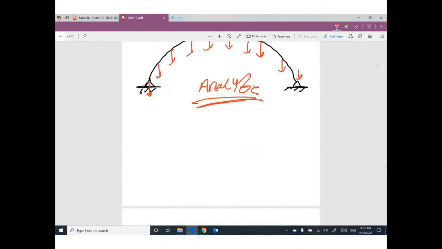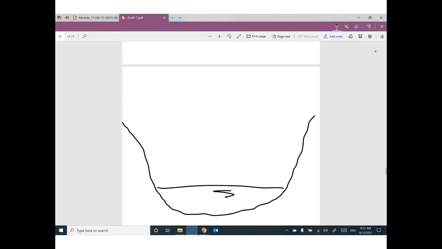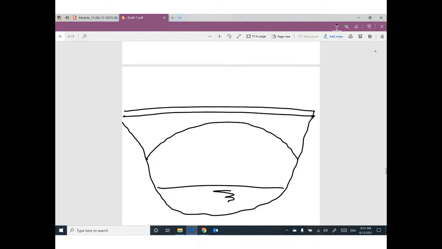Sometimes, because the water level is very, very low, I can construct this arch underneath the deck of the bridge. Here is the deck. So in this case, we have vertical posts. This one is called post.